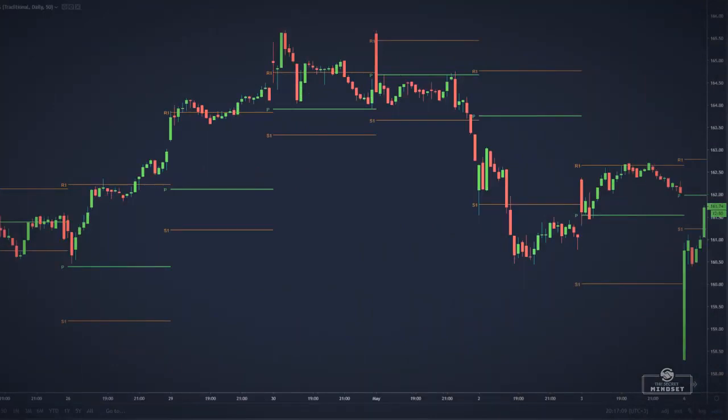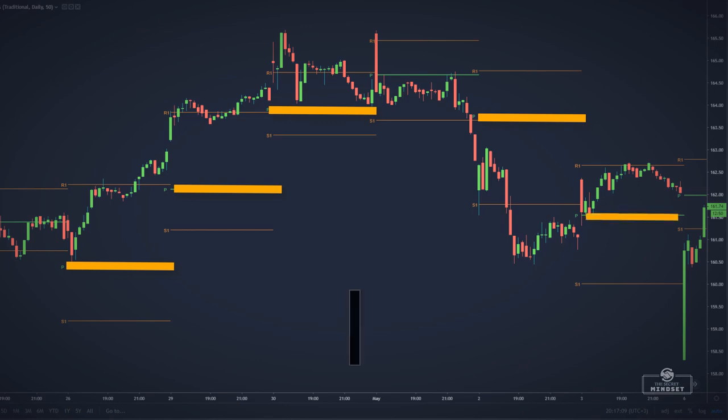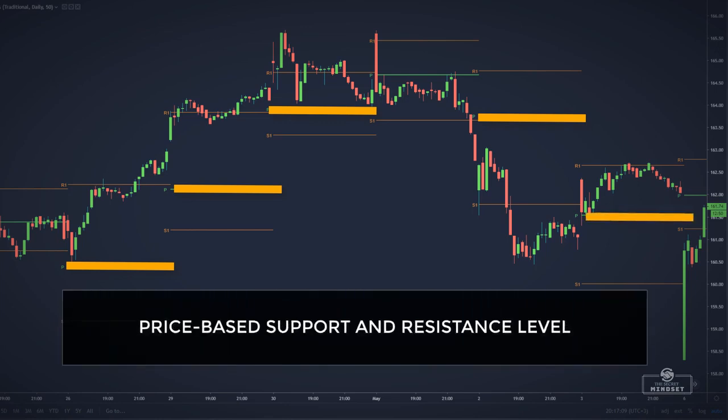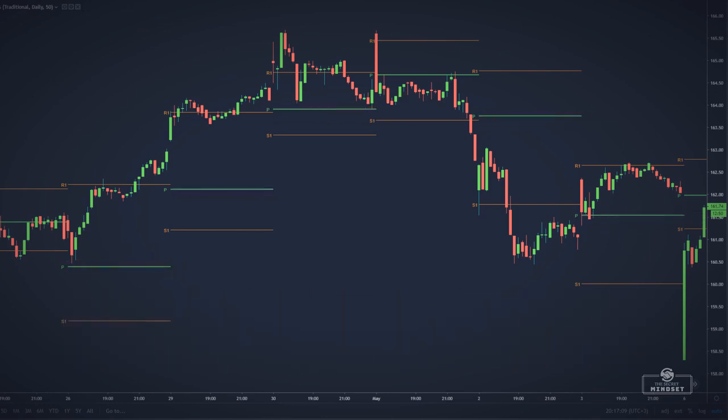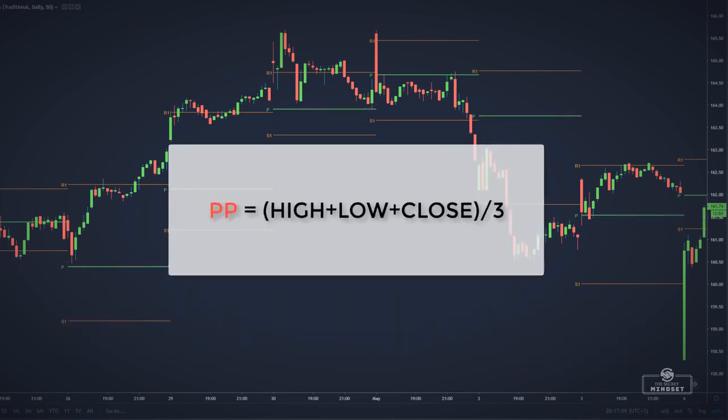The central pivot point is the main focus of the market. This pivot is basically a powerful price-based support and resistance level. We just have to add the previous day's high, low and close and divide this amount by 3 and we'll have our central pivot point.